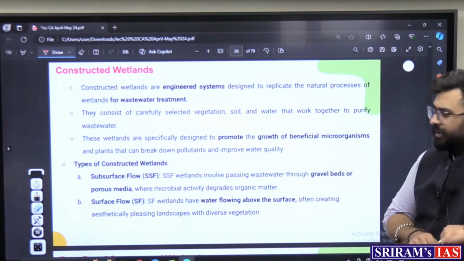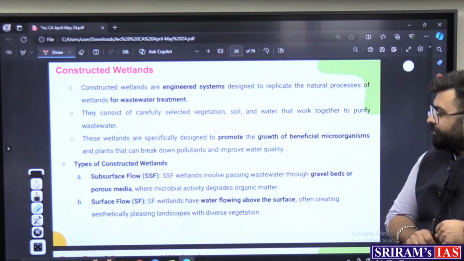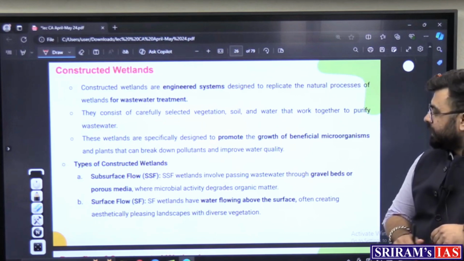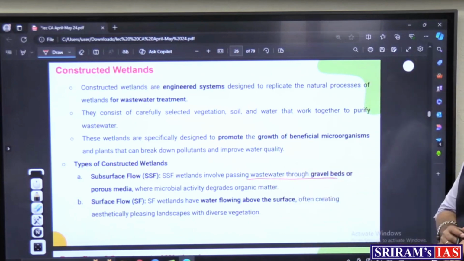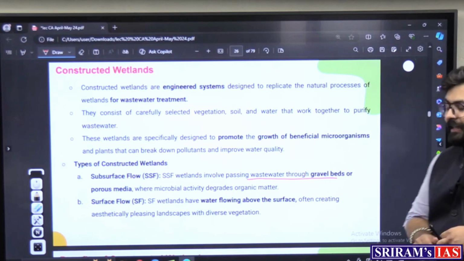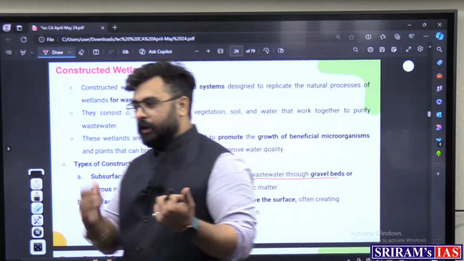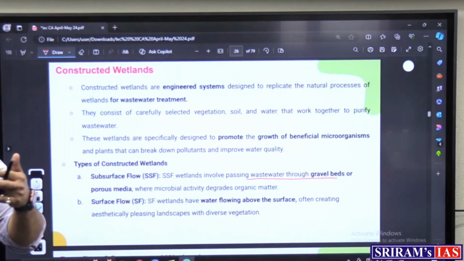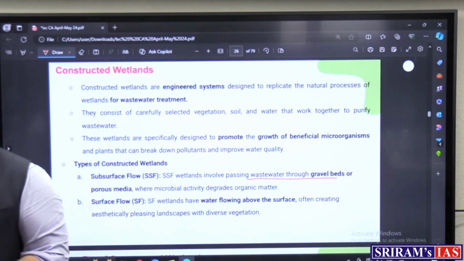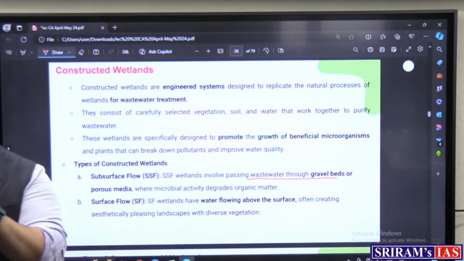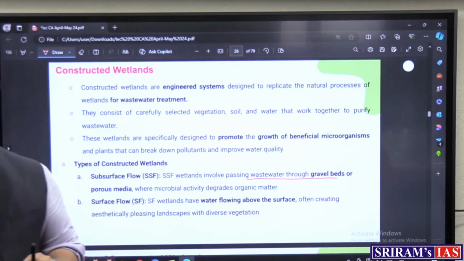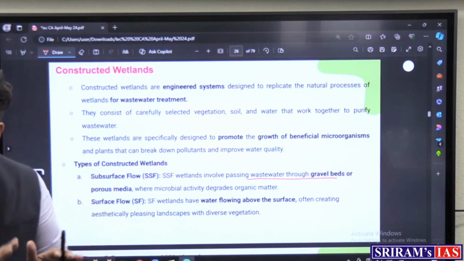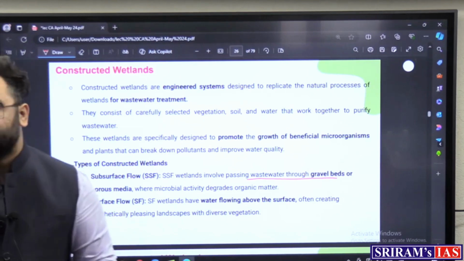Now what are the types of constructed wetlands? Subsurface flow and surface flow. Subsurface flow wetlands involve passing wastewater through gravel beds or porous media where microbial activity can degrade organic matter. Like for example, if there is wastewater coming out of an industry, do you know that if I place stones in a river and create a kind of dam, I am placing stones and creating a dam.